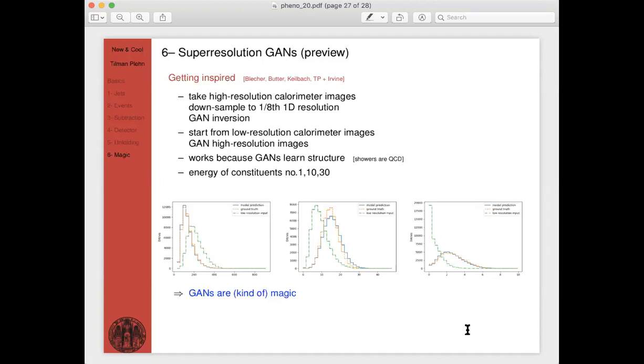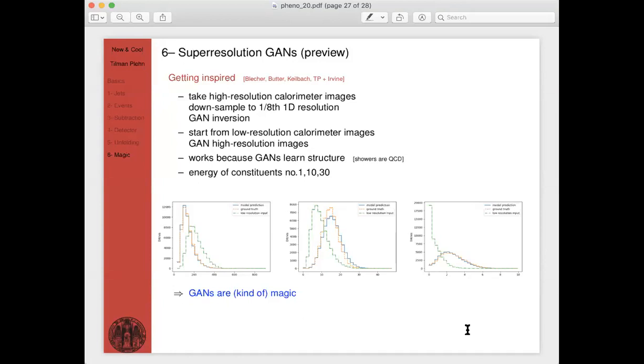So we take a high resolution calorimeter image, downsample to 1/8 of the one dimensional resolution, so almost a factor 10 in one direction, a factor 100 in two dimensions, and then we invert this. We train again to reproduce the old tracking output. You think that's impossible? It must be impossible. Here's the answer.